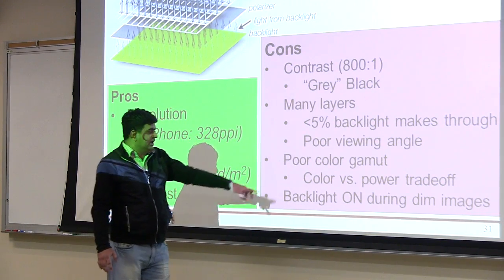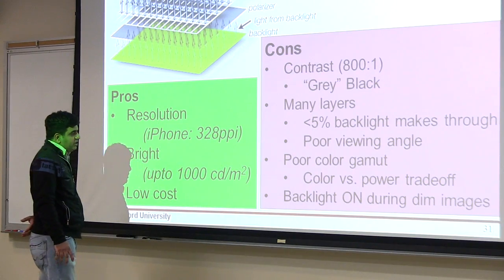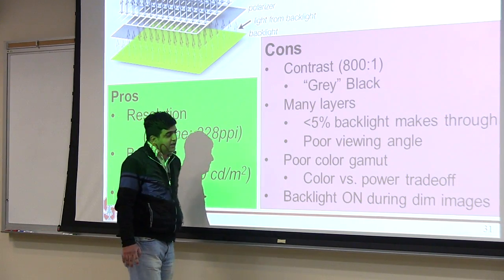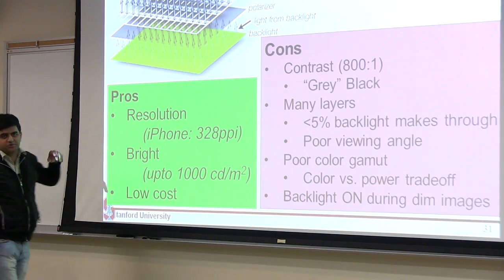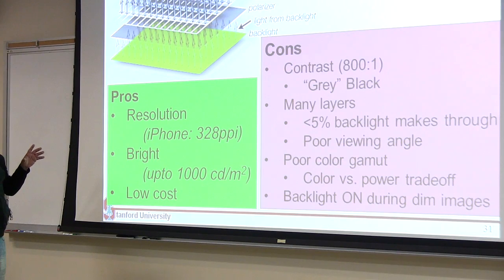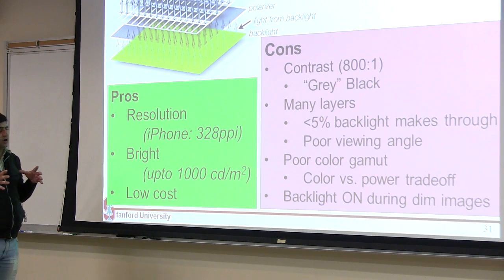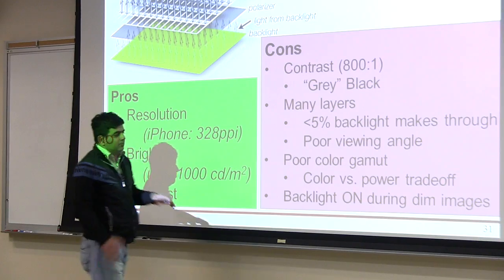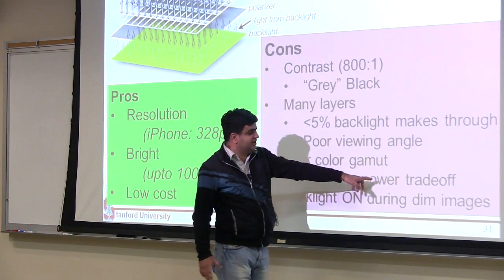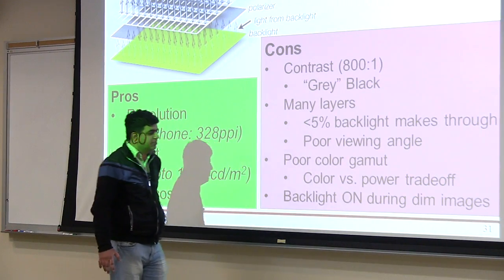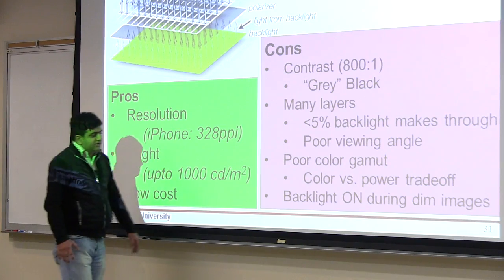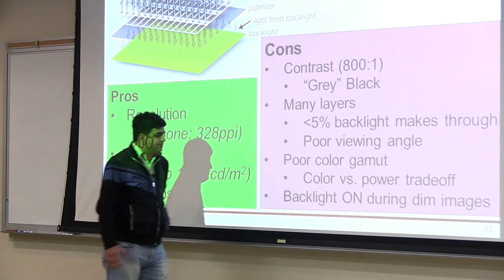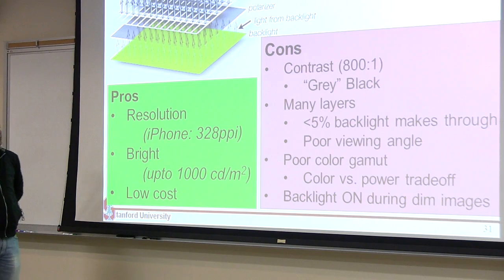It also has a poor color gamut, and the way you can increase your color gamut in an LCD display is to make your red, green, and blue color filters darker, or more colorful. But that always limits the amount of light that passes through. So there's a color versus power trade-off in this device. You can get a larger color gamut, but then you'll get lower power efficiency. And the final trade-off is the backlight. Even if you have dim images, your backlight is always on.